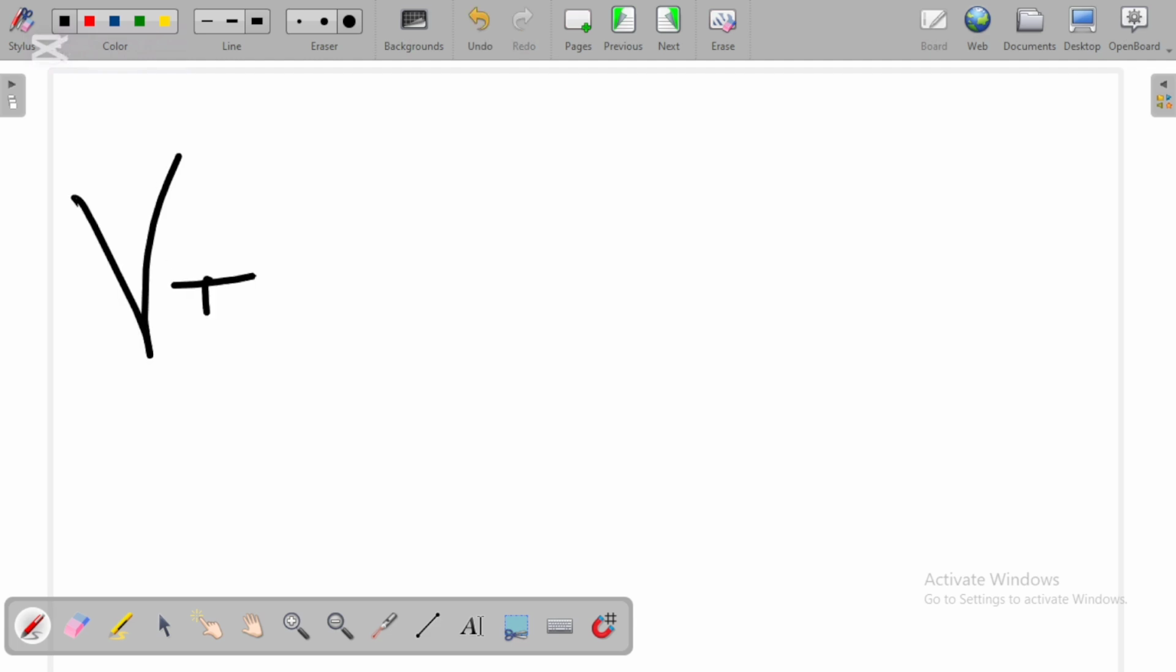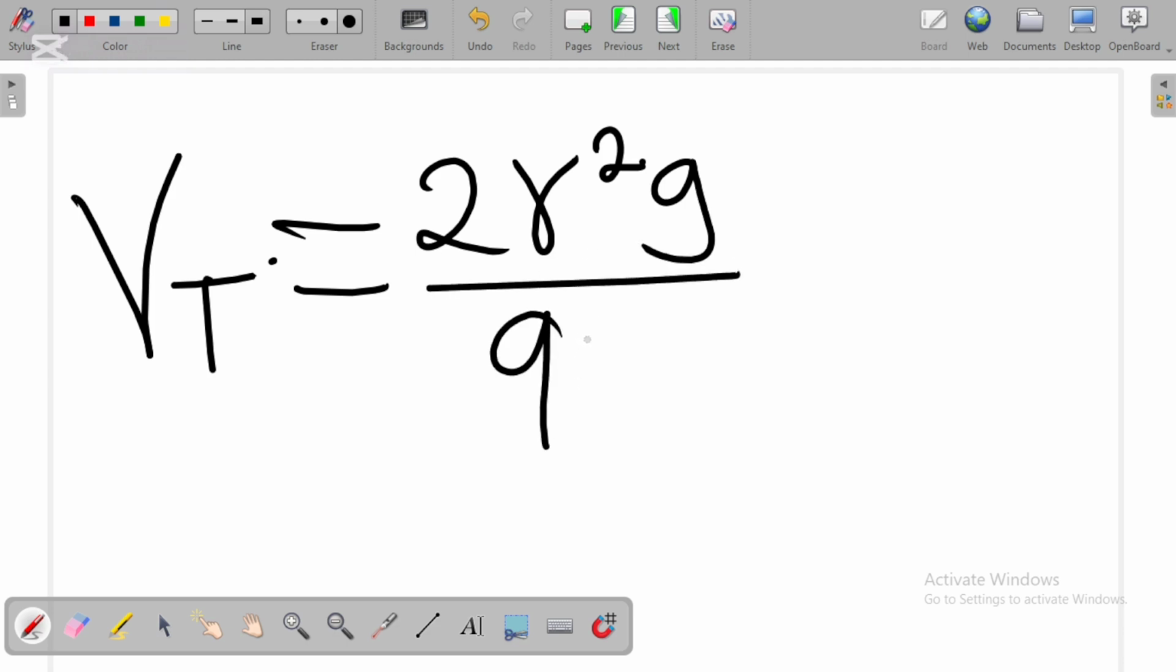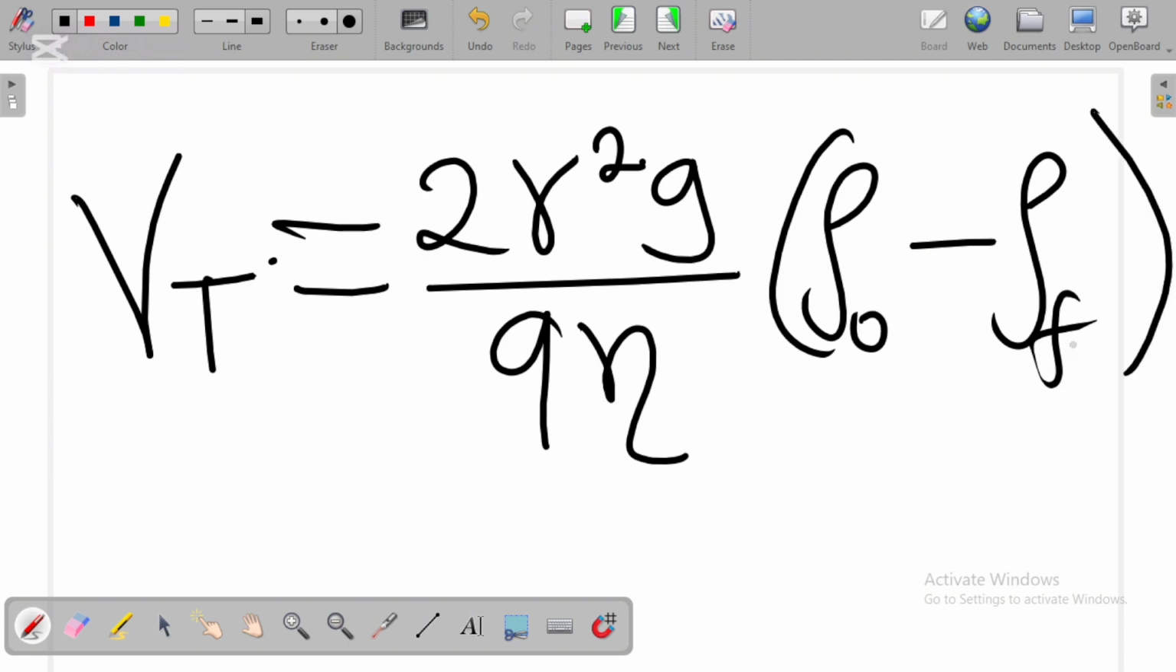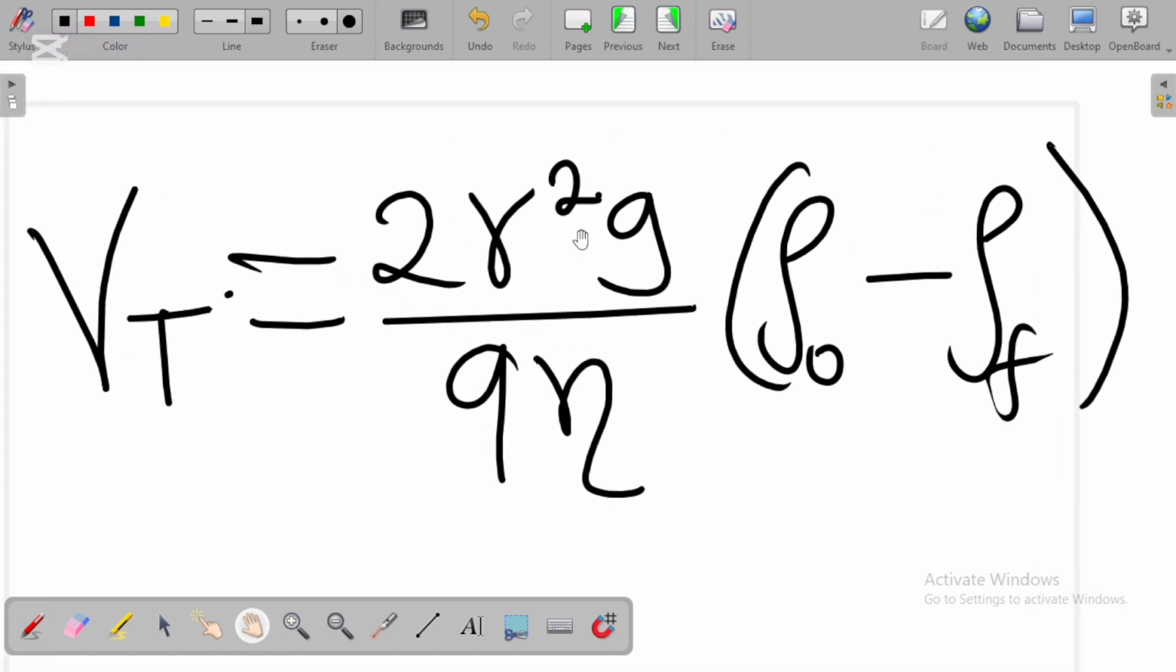Terminal velocity, V subscript T, is equal to 2r raised to power 2 multiplied by G all over 9 multiplied by the viscosity, all multiplied by density rho naught minus rho subscript F. Alright, so this is the formula that relates all the parameters given in the question together.